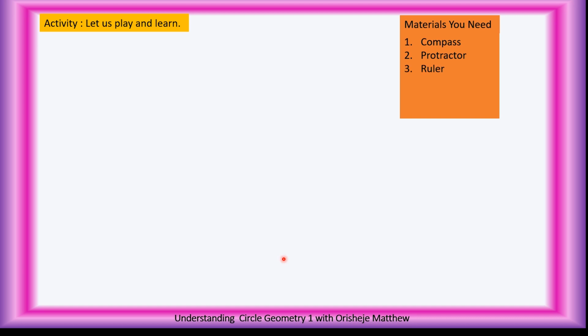Okay, let's look at exploring this theory. So we're going to do an activity. So let's play and learn. The material you need for this activity is your mathematical set. So you need your compass, your protractor, ruler, pencil, and eraser. So once those materials are ready, we can jump into the activity. So now you need your plain A4 paper that we can use.